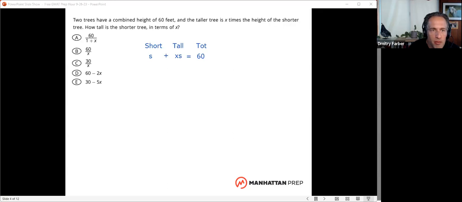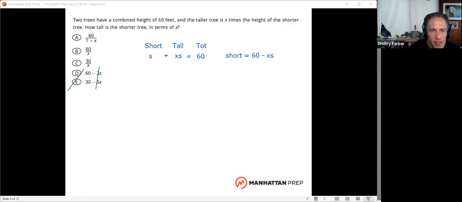But I might think about subtraction versus division even before I do that, because I could say, if I subtract to get the short tree, I'd be subtracting a term with x in it, with s in it, right? So I could say short equals 60 minus xs. But do I know that s is, say, 2 or 5? Can I prove what s is? Am I going to find out what s is? Doesn't seem like I have enough information to find out what s is. So these are looking very suspect to me.